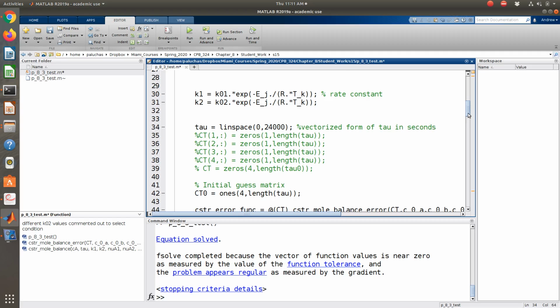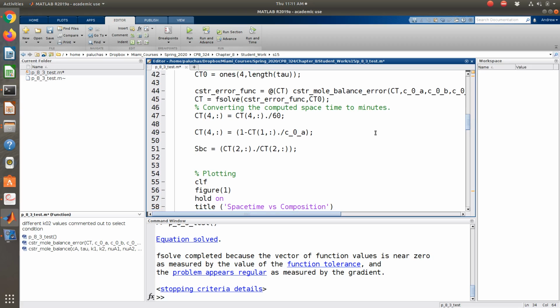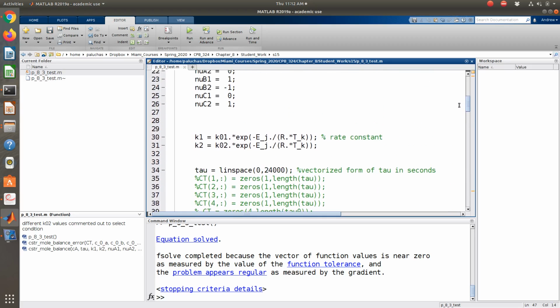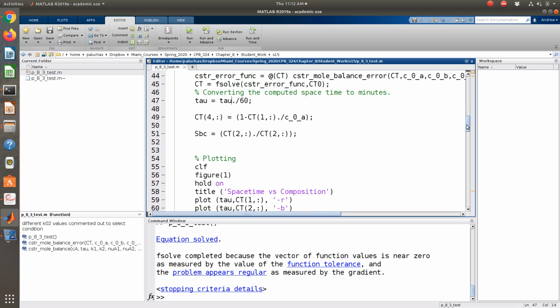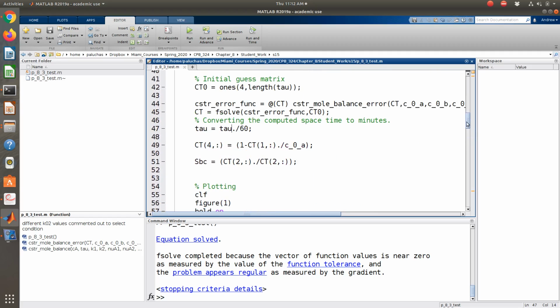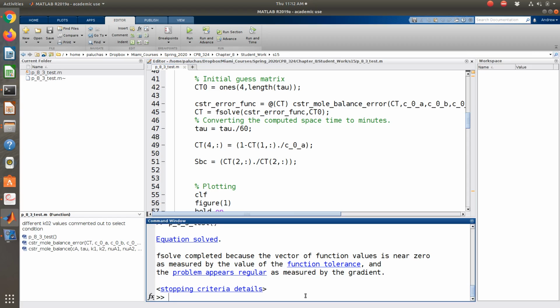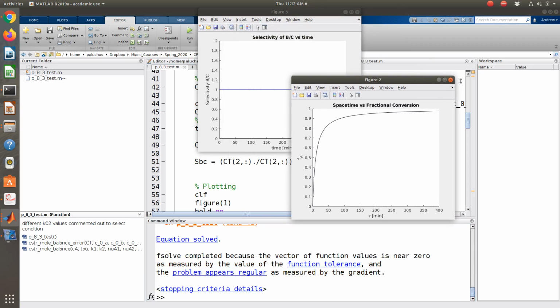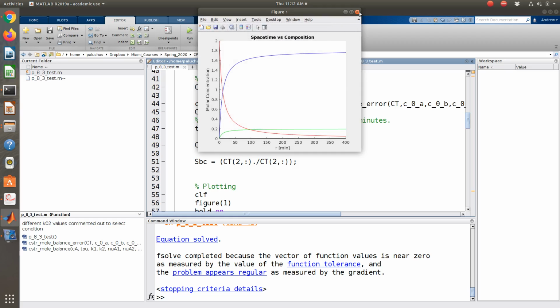So if you want to convert your time, converting the space-time to minutes, that's actually tau. It's actually tau. Yeah, I call it tau. And now, that's not CT, that's tau. Okay, so let's try this again. I had some green up here, or orange. Let me see what that orange is. Okay, so still working just the same.